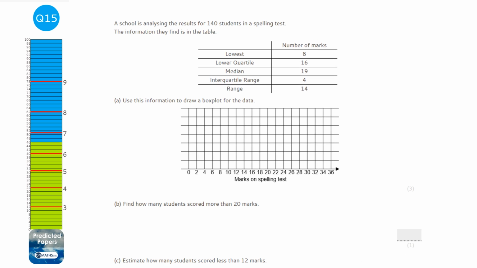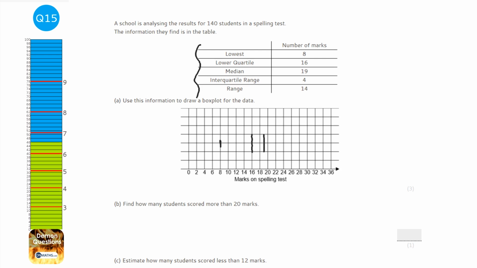Okay, so Boxplot question. Now, it might be tempting to think that the information here is all you need to plot on the Boxplot. Well, it's not quite that simple. The 8 is the lowest, so I can plot 8. And the lower quartile is 16, so that's fine. I can plot that. And the median 19, I can plot that.